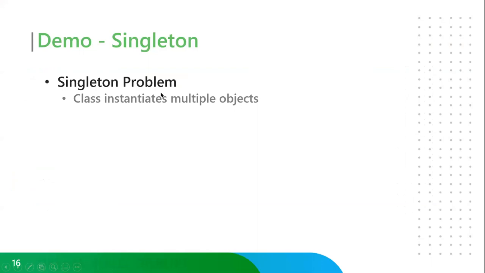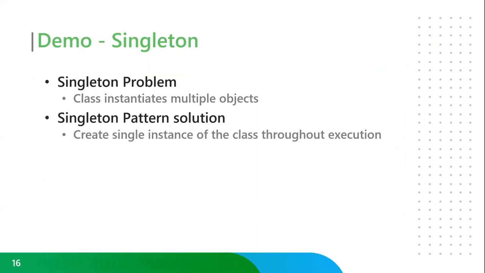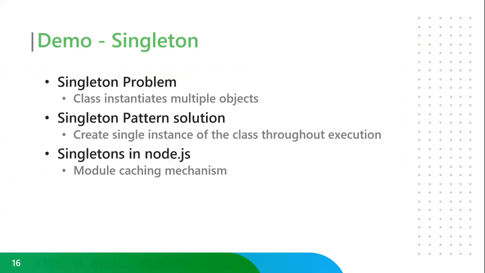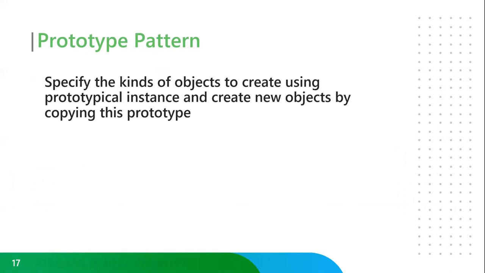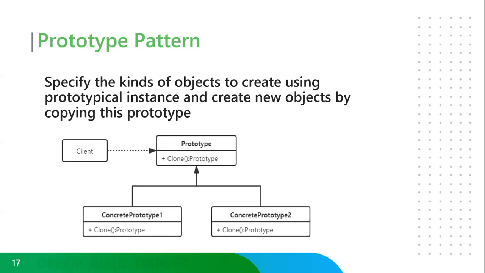So we saw a singleton problem of instantiating multiple objects, then its solution by creating a single instance throughout the execution, and how the module caching mechanism is helpful in Node.js. Okay. Now moving to the prototype pattern. It specifies the kinds of objects to create using a prototypical instance, and creates new objects by copying this prototype. So I will explain this with a simple example.